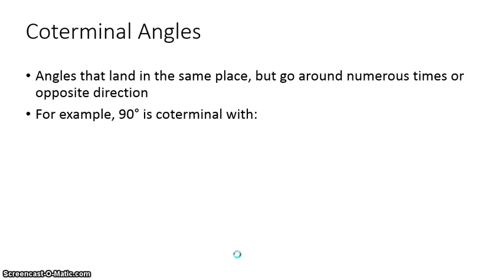Coterminal angles. So these are angles that actually land in the same place. So for example, 90 degrees starting here, and I'm always starting on this spot, lands right there in that position. And if you think of that circle from the previous slide, starting at 0, I land here on 90. That's 90 degrees.